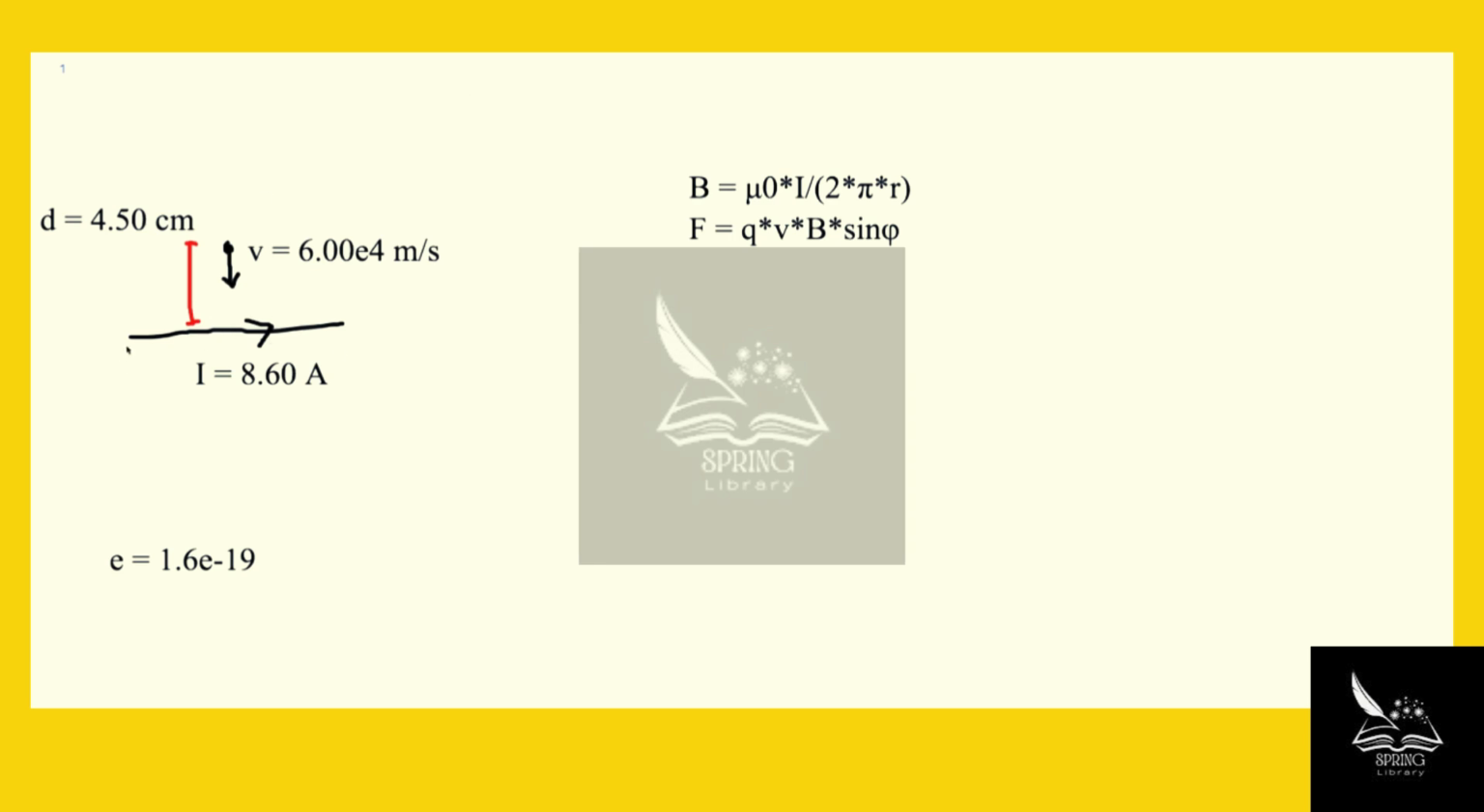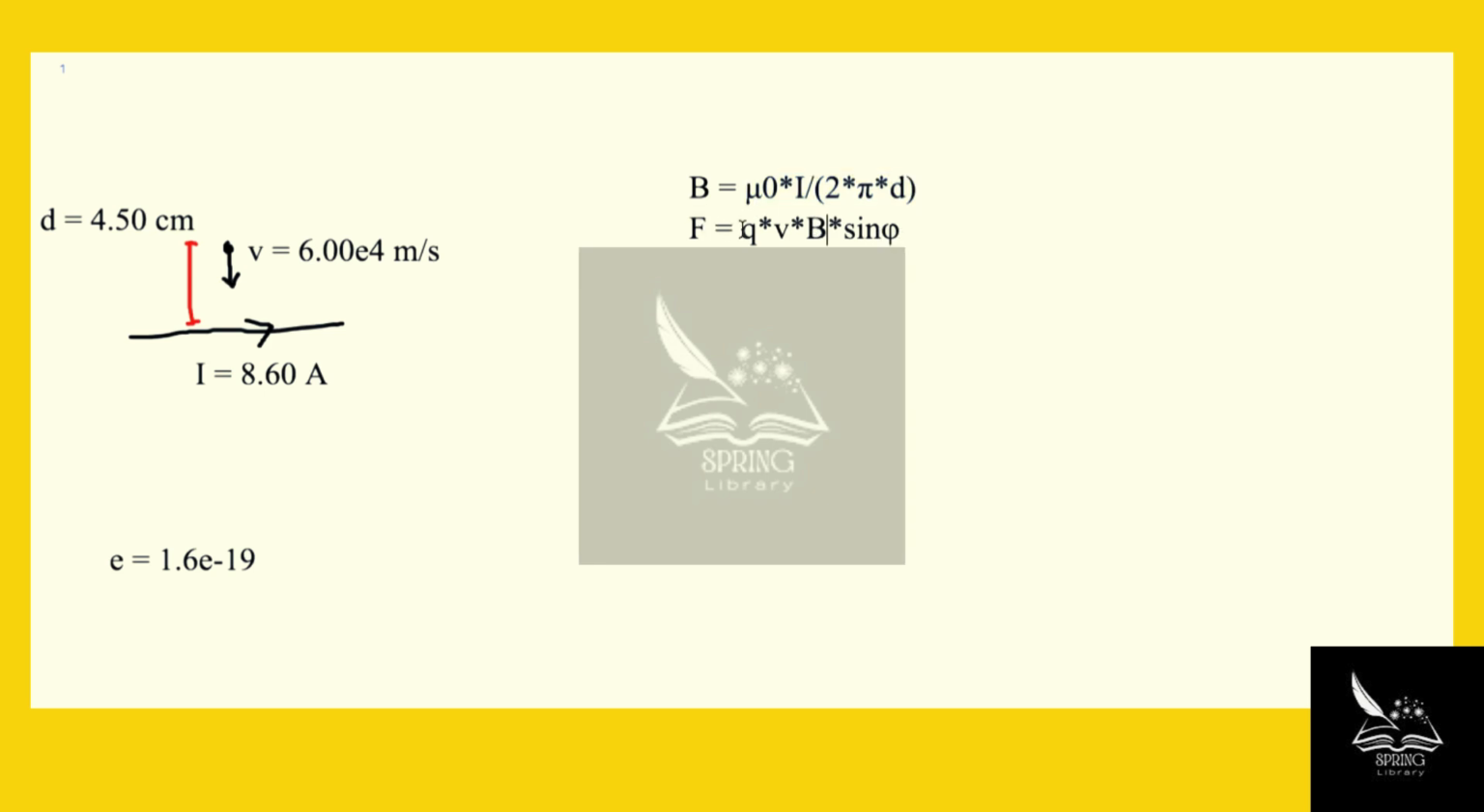The magnetic field from an infinite current-carrying wire, I've written up here. It's going to be proportional to the current magnitude and then the distance from the wire. Here we are told that this distance d is going to equal 4.5 centimeters. So we have our B now. We can just plug in everything that we have, 8.6, 4.5 centimeters. And now we need to calculate the force.